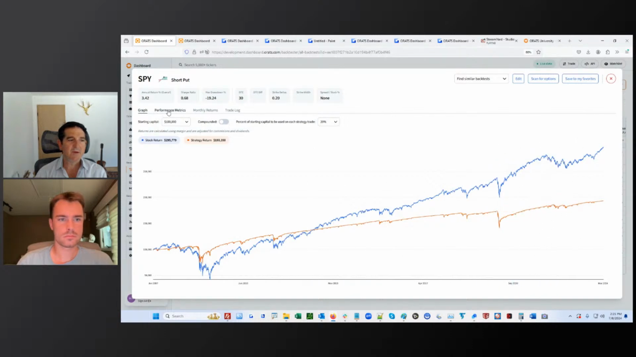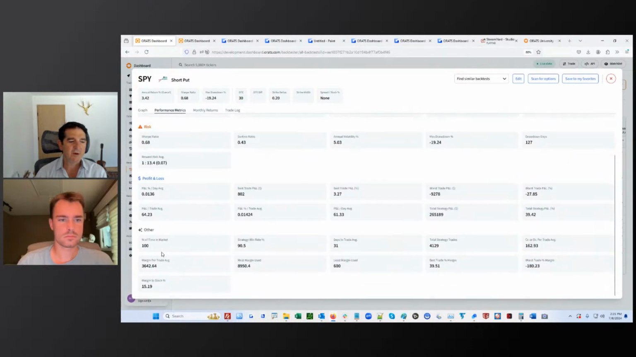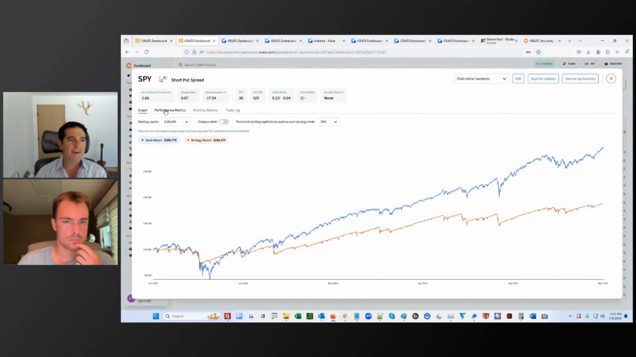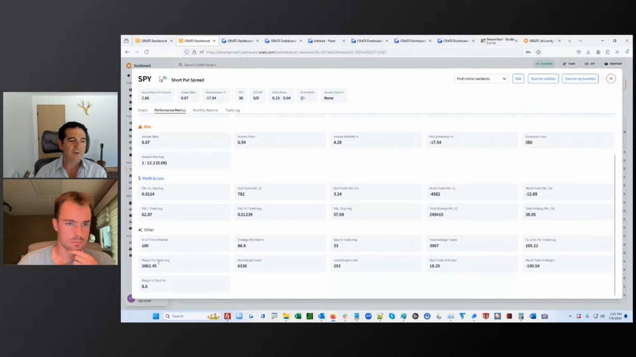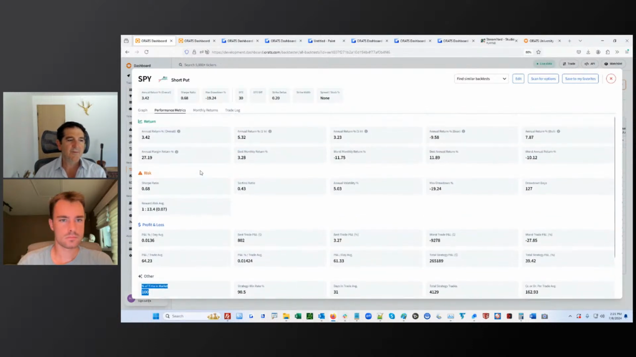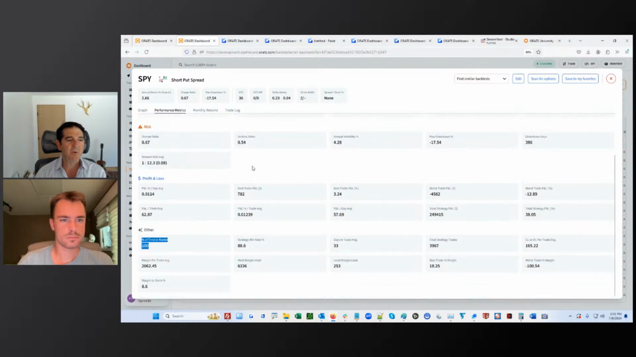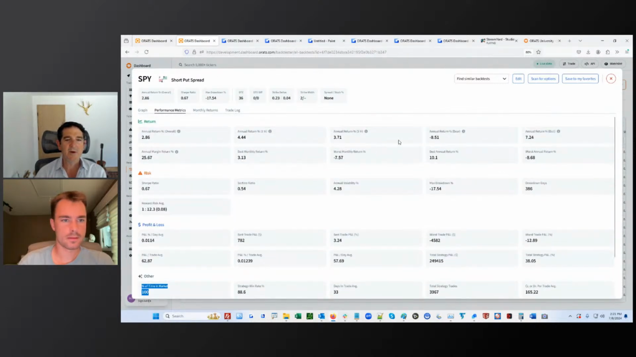So let's look at some more performance metrics. 100% of the time in the market for the short put, and the short put spread, 100% of the time. So they're both in the market the whole time. Win rate 88.6, win rate 90.5. No great shakes there. So what are we going to look at, Tyler? What do you think is important to you to compare these two different strategies?